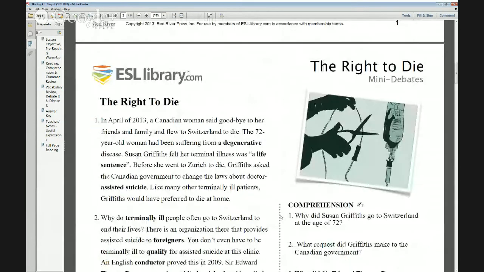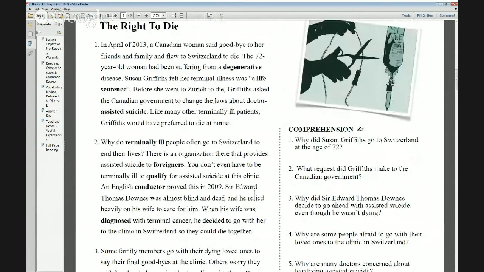Okay, so then moving on to the text. Let's have a look. I will read the text so you can follow me and read it to yourself while you're listening. Okay, so let's have a look. The right to die.